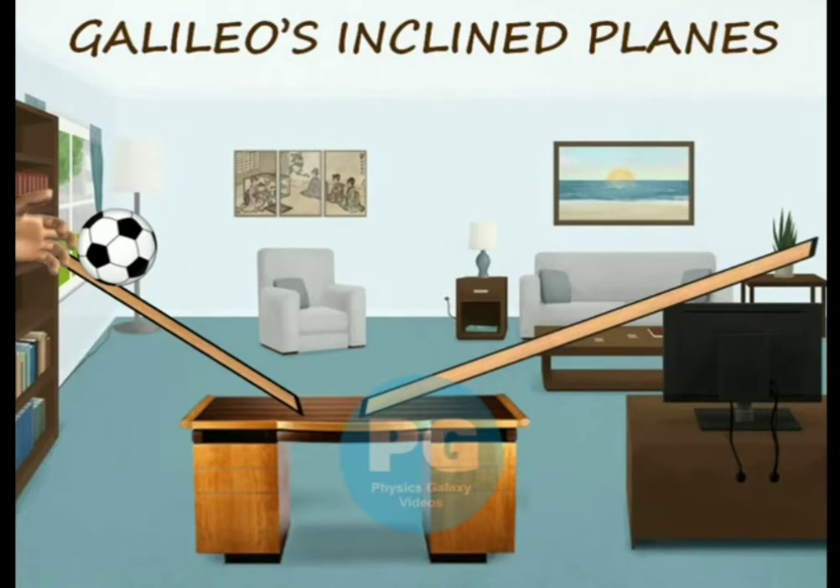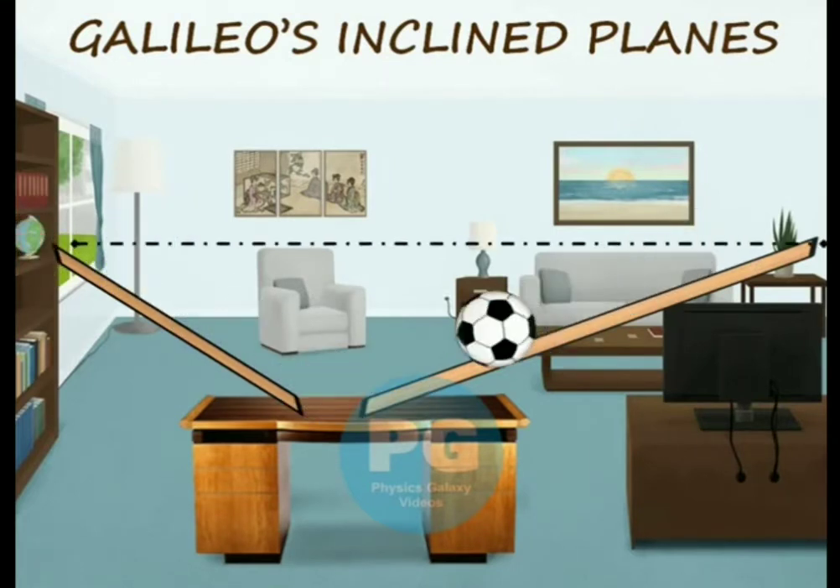Release the ball again. What do you see? It has reached the larger distance to reach the original height. Now, what would happen if the slope of the inclined plane on the right is eventually reduced to 0?